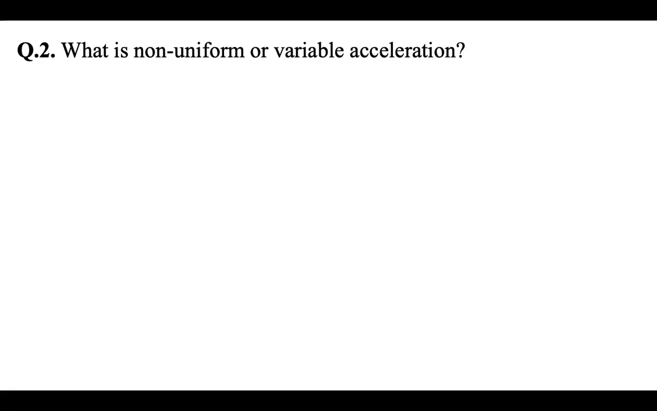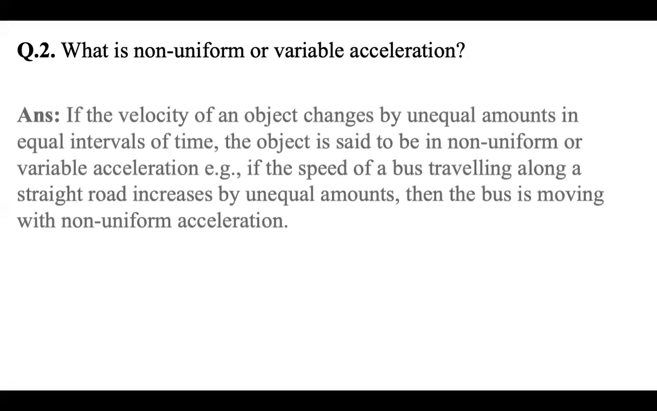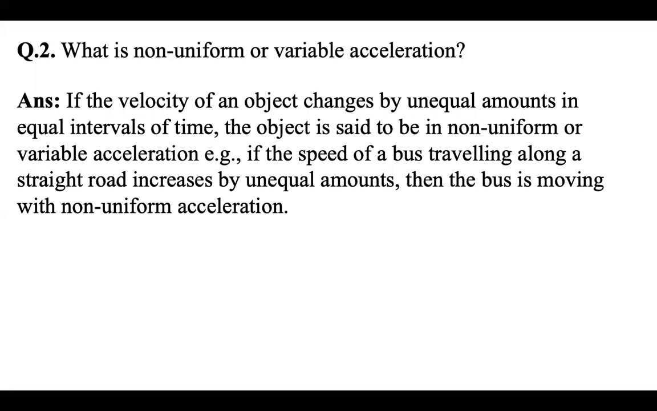Clear, bachcho? Yes, sir. So if the velocity of an object changes by unequal amount in equal interval of time, the object is said to be in non-uniform or variable acceleration. So if the speed of a bus traveling along a straight line increases by unequal amount, then the bus is moving with non-uniform acceleration. So you have to write your answers like this. You have to give the basic definition of that and then one example as well to write your answers in a proper way.